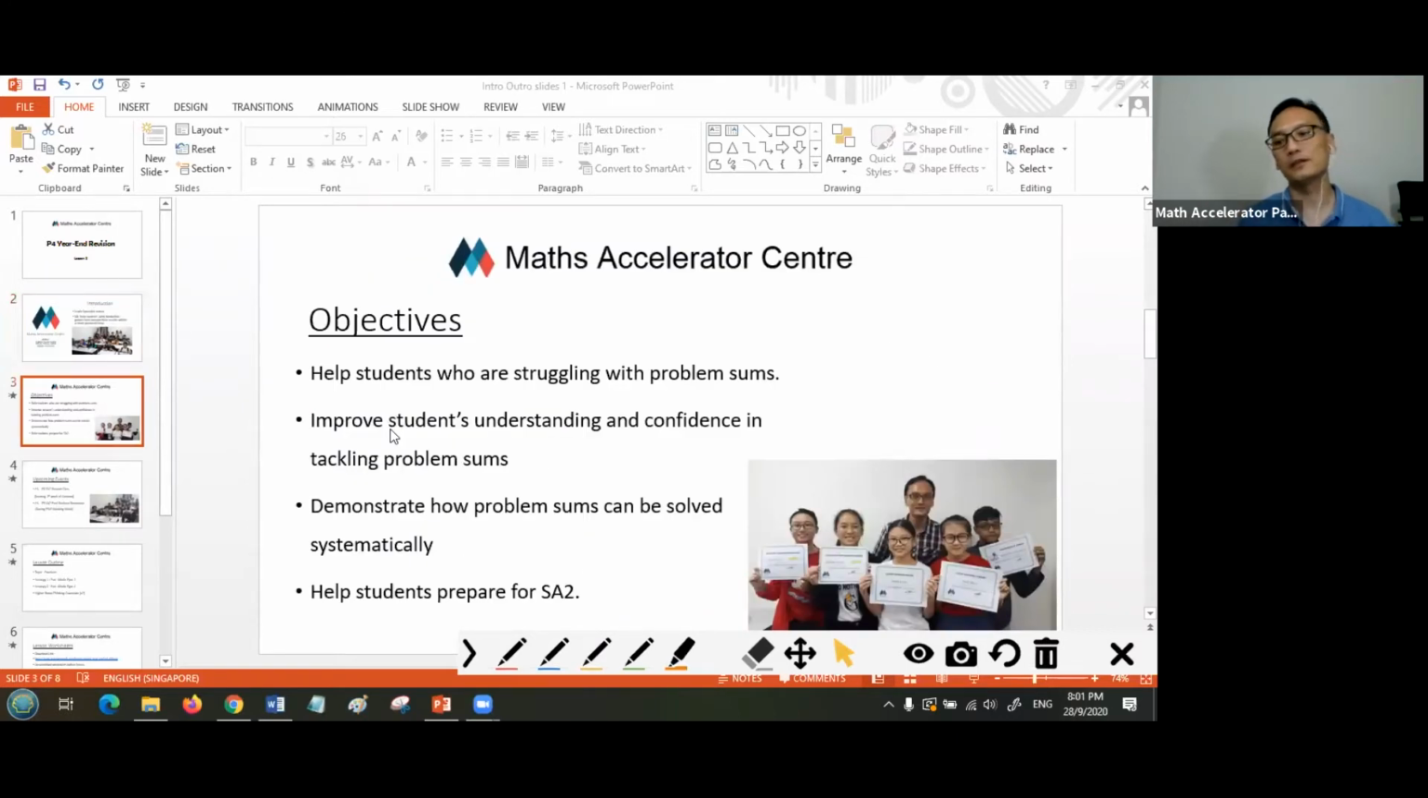Now, the objective of this revision session is our public outreach program. We are trying to help students who are struggling with problem sums and help them improve their understanding and confidence in tackling problem sums. In this 1 hour, we're going to demonstrate how problem sums can be solved systematically so that it's easy to follow and you can apply it in SA2. Most of all, we'd like to help students be prepared for SA2 and achieve good results.